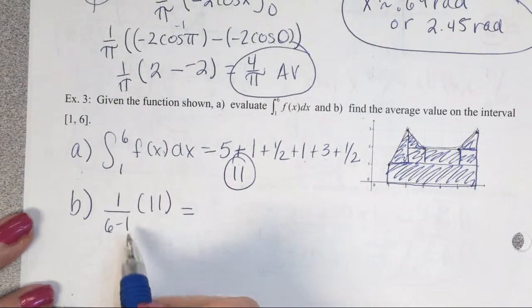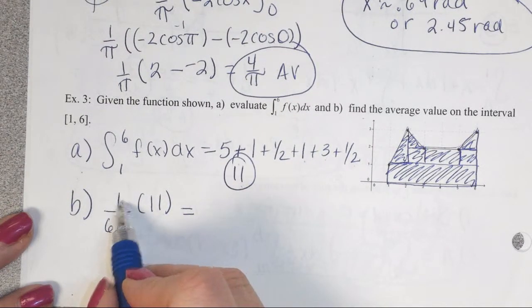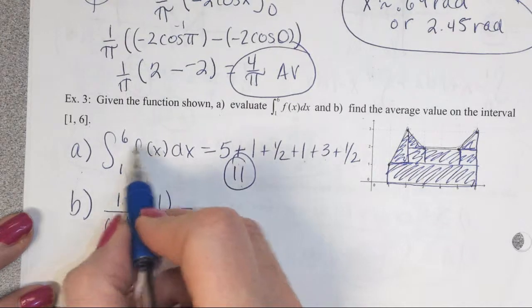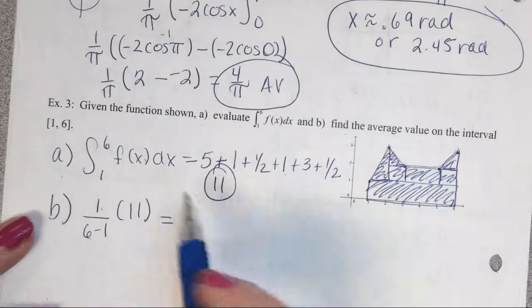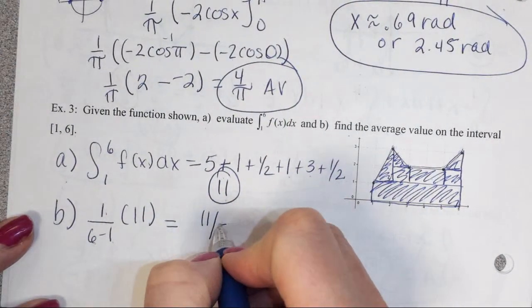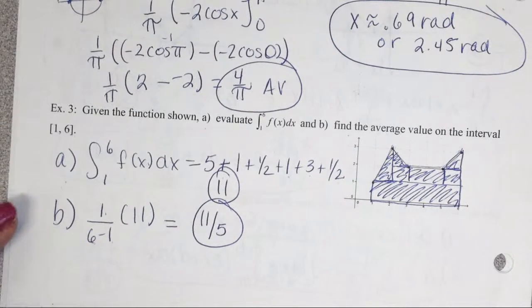So, they are correct. We would do 1 over 6 minus 1. We already know this answer. We already know the answer to this part of it. We just found it. It was 11. So it's going to be 11/5 would be the average y value. Good job.